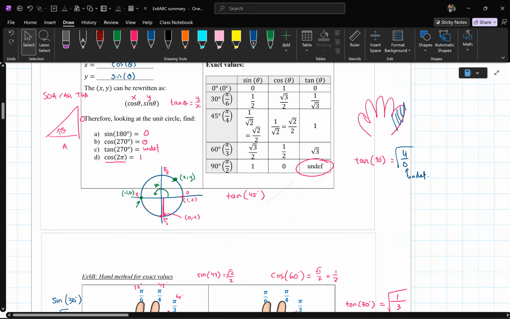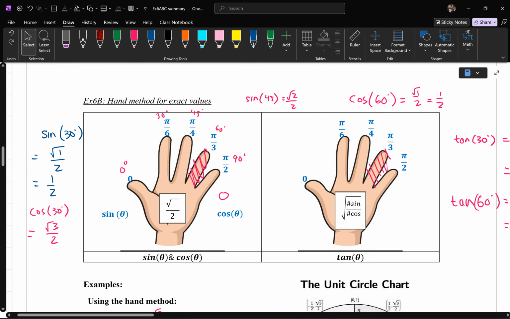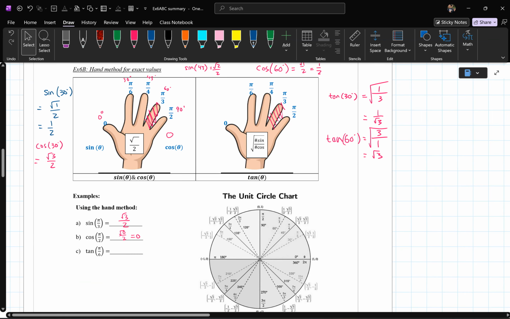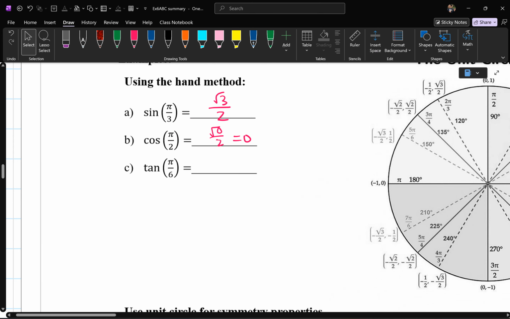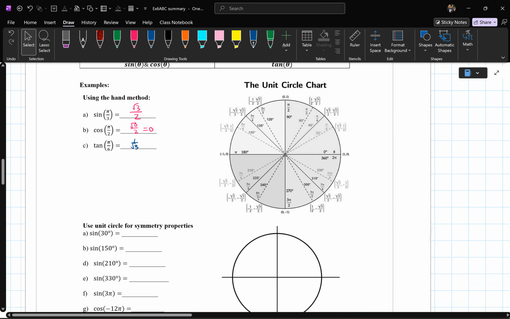Okay? So if you like that method, that's one way for you to memorize, and that's 6B. Exercise 6B requires that you need to know your exact values and hence answer these questions. So tan of pi/6, you should know the answer is 1 on root 3 just by looking at it. That's 6B. Cool? 6C.